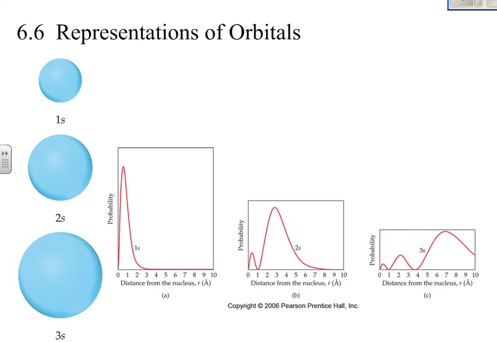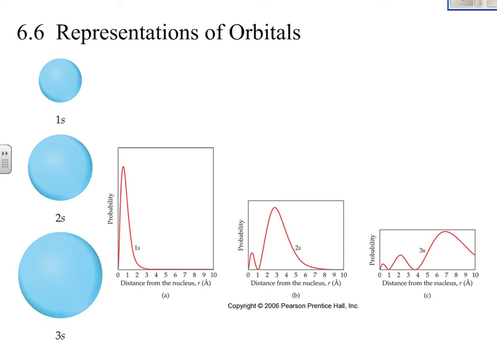Now let's take a look at how we represent these orbitals in space. We've already seen, from a simple standpoint, over on the left-hand side of the page here, we have a 1s orbital, 2s orbital, 3s orbital, showing that those orbitals, or those regions in space where we feel the electron density, get larger and larger as the energy level gets higher and higher, farther away from the nucleus.